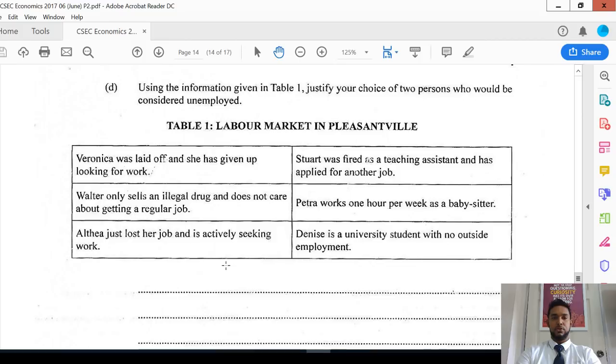Althea just lost her job but is actively seeking. Yeah, that's fine, frictional again, right? Walter only sells an illegal drug and does not care about a regular job. No, he's not part of the labor force. Yeah, he's on the black market, I suppose.